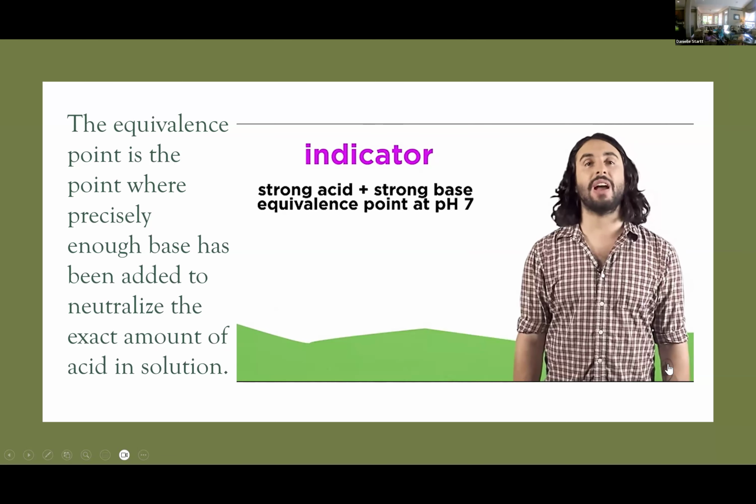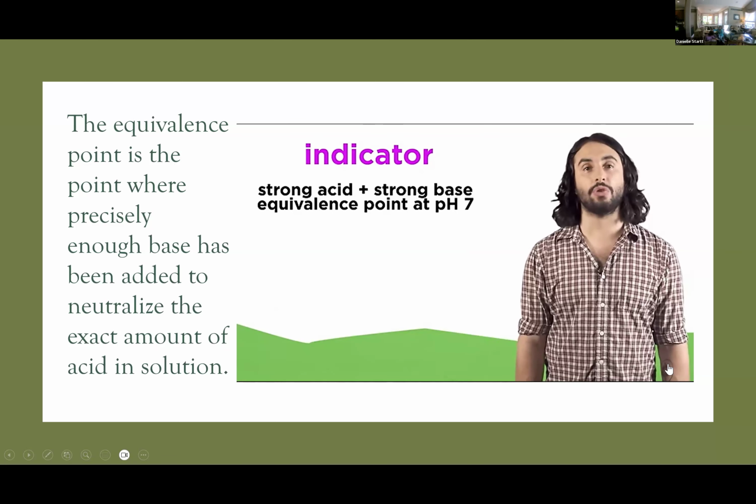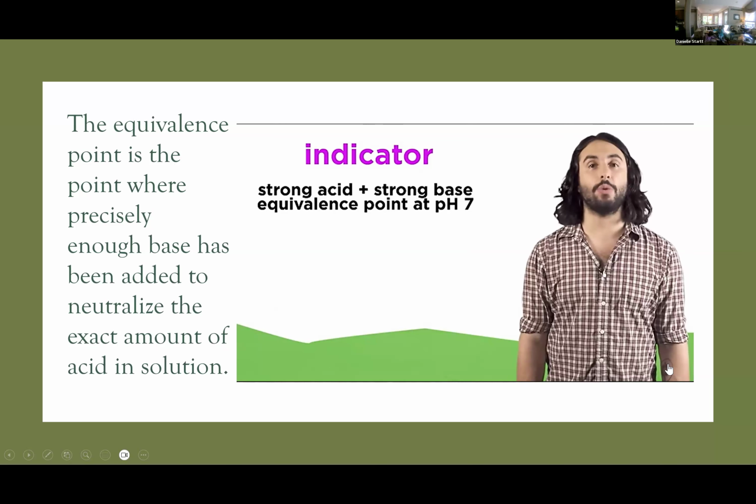When we neutralize a strong acid with a strong base, the equivalence point will be 7. If either or both species are weak, this number will vary.